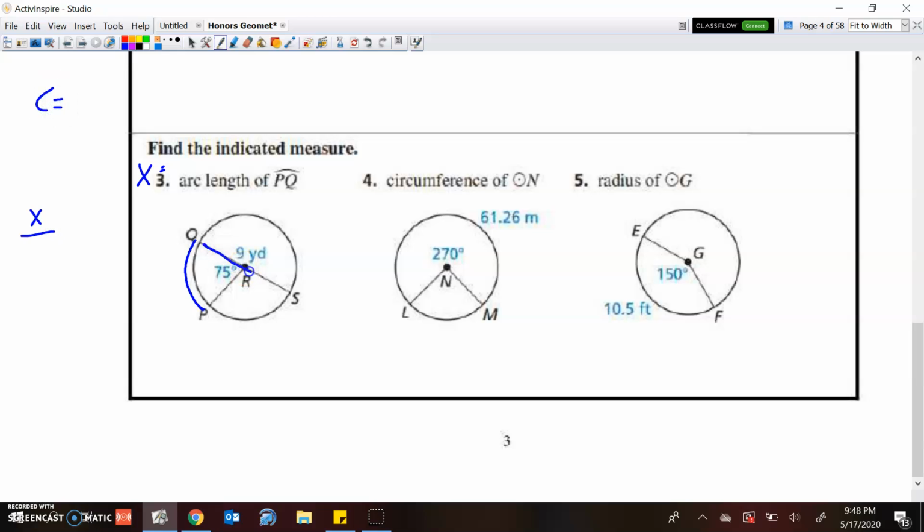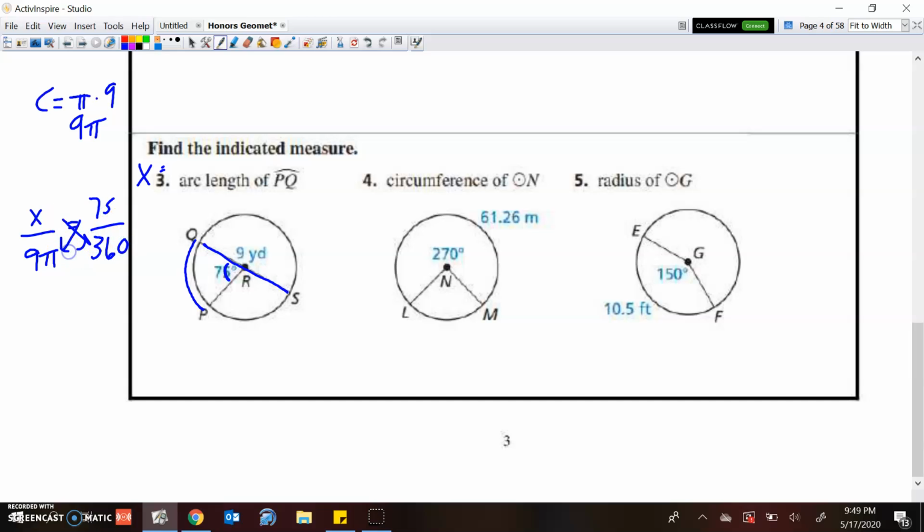Now since they're giving us diameter, instead of 2 pi r, I'm just going to write pi times diameter. So in this case, pi times 9, or obviously 9 pi. Okay, so that goes down here. It's going to equal the degree measure, 75, over 360.